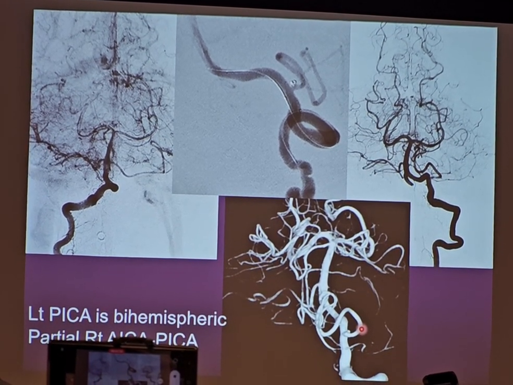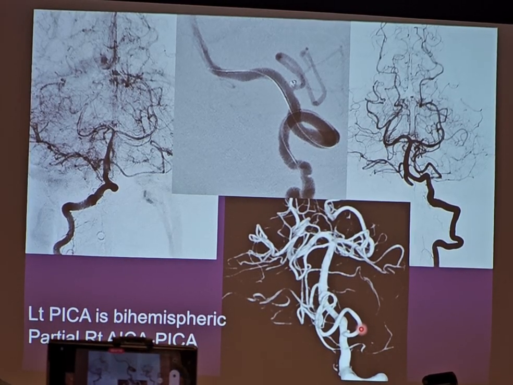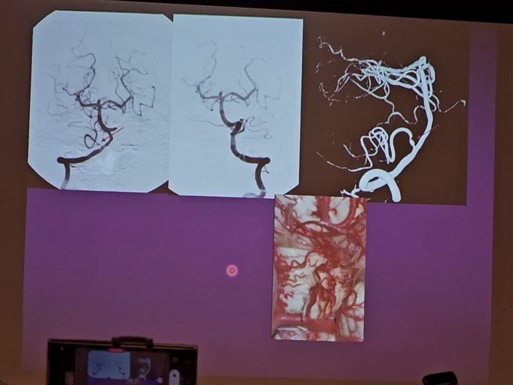But if you have the chance to follow up, I choose to just do something minimal and follow up. Fortunately, it's already 2 years and there is no recurrence. Again, this very long loop of AICA-PICA can be seen. And another interesting case, we have this subarachnoid hemorrhage, and the only finding here, for sure, is a ruptured dissecting aneurysm at the origin of PICA.